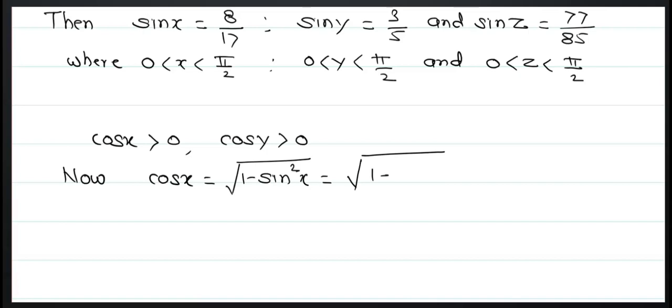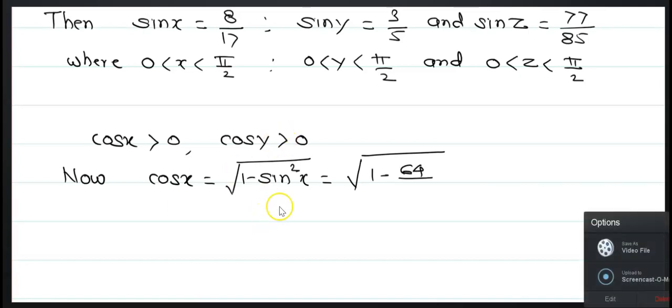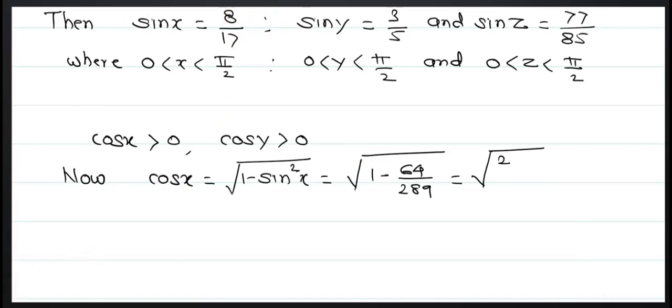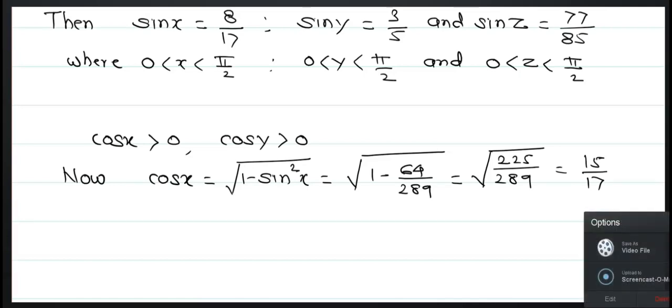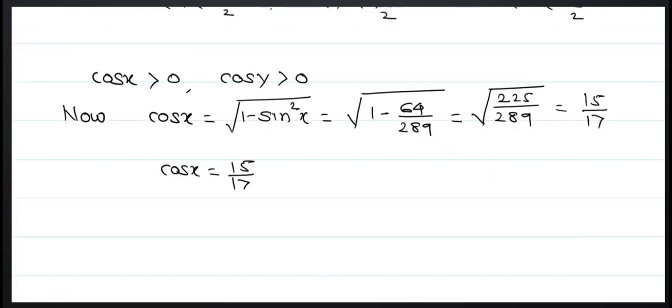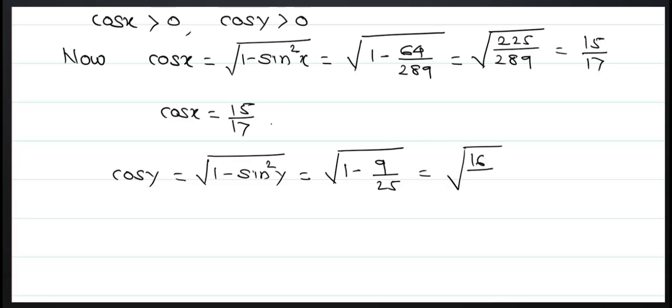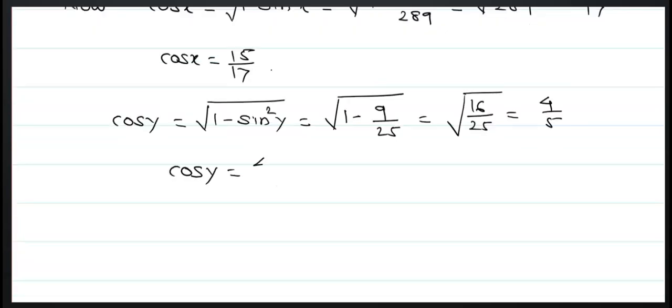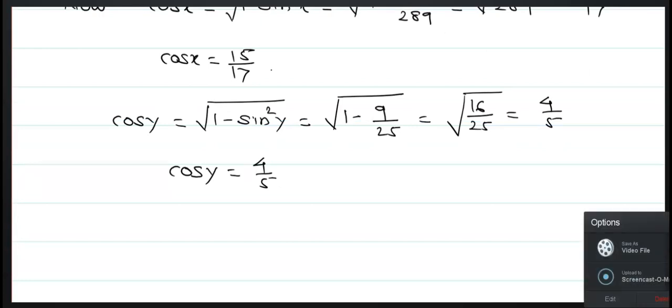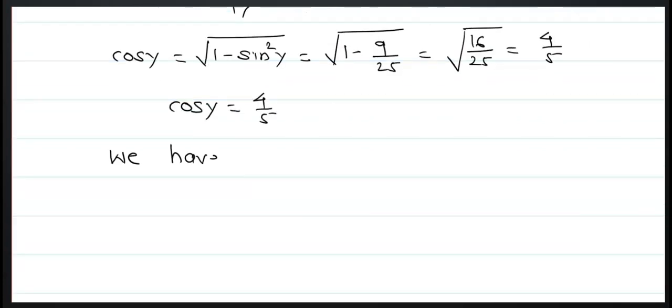Now cos x is equal to the square root of 1 minus sin square x. That is the square root of 1 minus 64 upon 289, which is 225 upon 289, that is 15 upon 17. This is cos x, which is positive. Cos y is the square root of 1 minus sin square y, that is 1 minus 9 upon 25, which is 16 upon 25, equal to 4 upon 5. Therefore, cos y is equal to 4 upon 5.